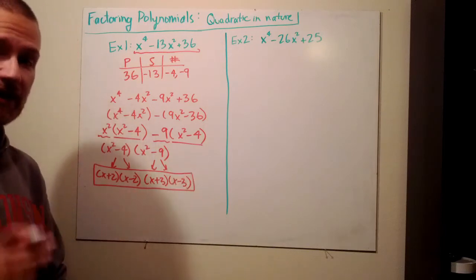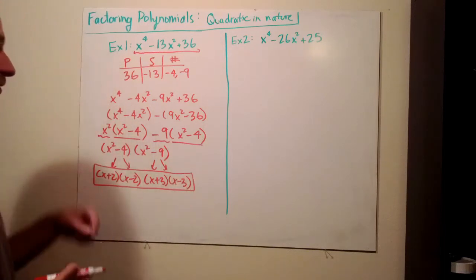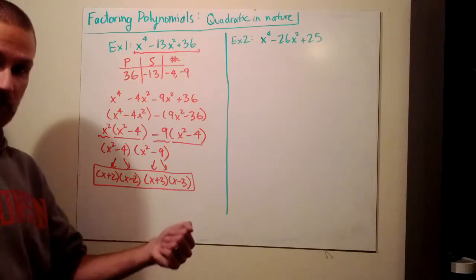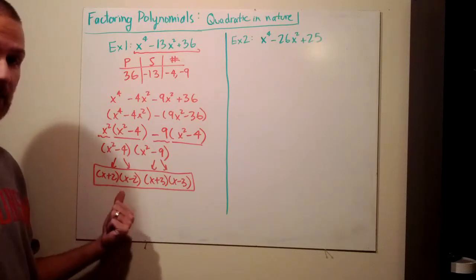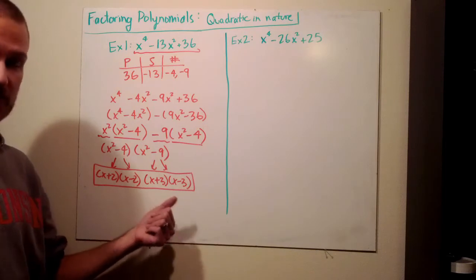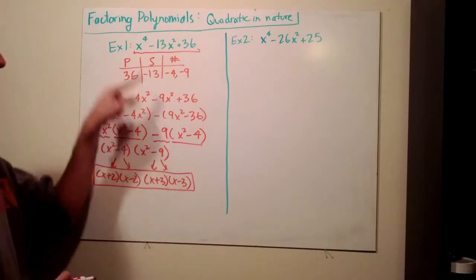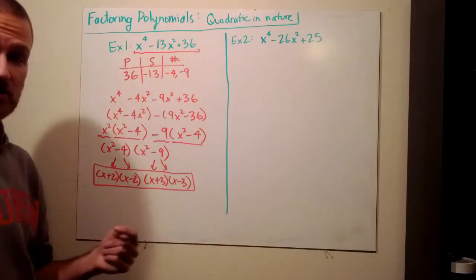So when I completely factor out my degree 4 polynomial, I have it down into 4 different terms here. X plus 2 times x minus 2 times x plus 3 times x minus 3. And these polynomials are equivalent, they're just in different forms.